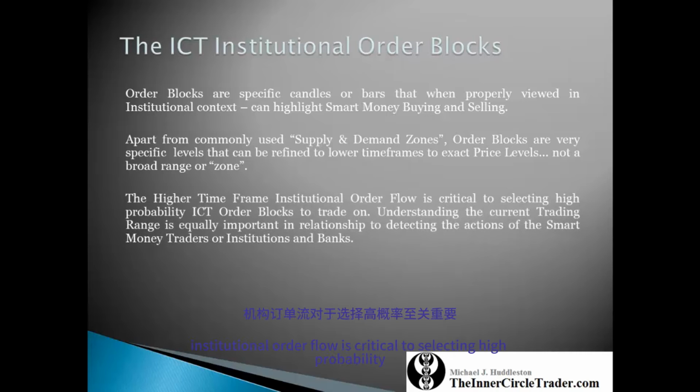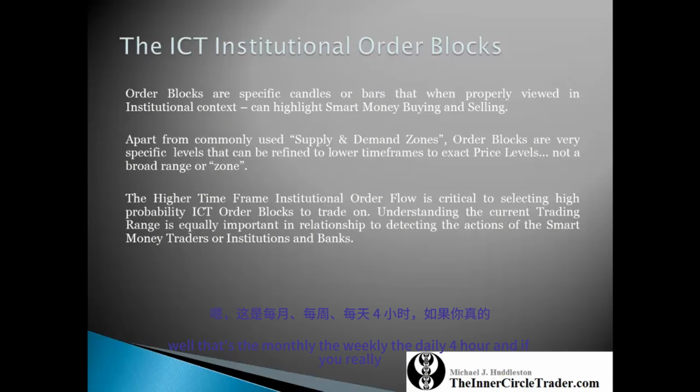Now, the higher time frame institutional order flow is critical to selecting high probability ICT order blocks to trade on. Understanding the current trading range is equally important in relationship to detecting the actions of the smart money traders, or institutions and banks. Now, what am I talking about here? I'm specifically aiming your idea of study at higher time frame order flow. Now, what is higher time frame order flow?